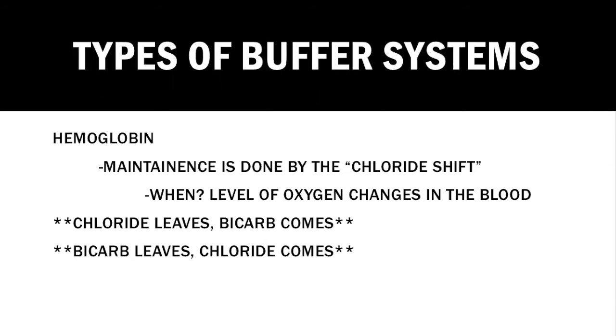Types of buffer systems. Hemoglobin. With hemoglobin, maintenance is done by the chloride shift. The chloride shift is when chloride leaves and then bicarb comes in, or bicarb leaves and then chloride comes in. This occurs when the level of oxygen changes in the blood.